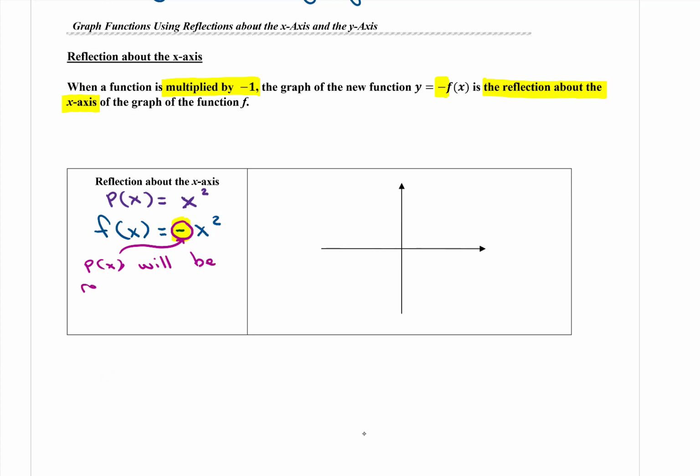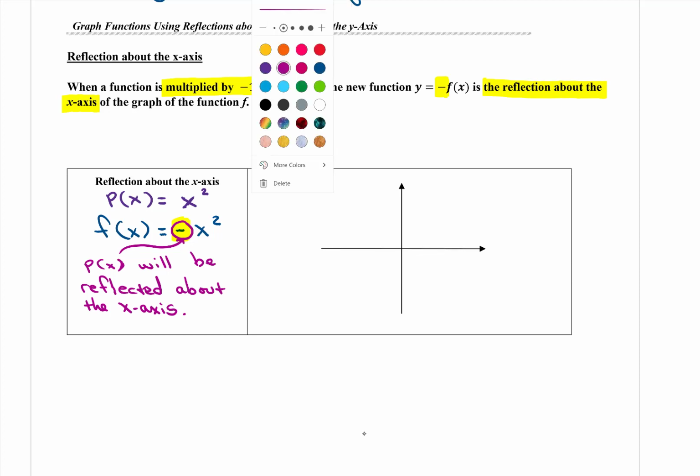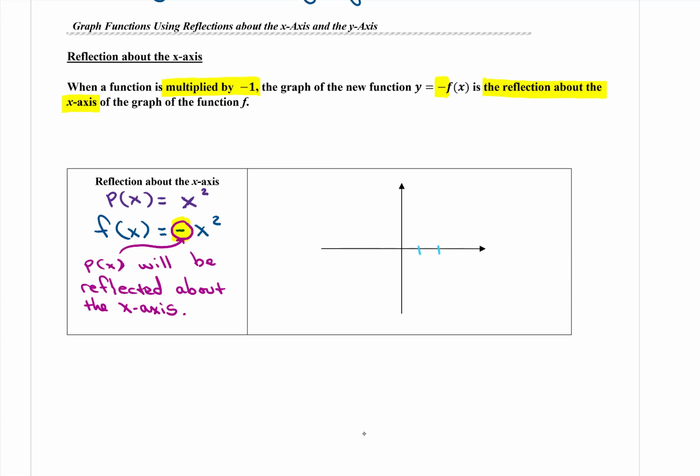So I see there's a negative being multiplied in front of the x squared. Since I have a negative being multiplied to my p of x, the parent function, that means the p of x will be reflected about the x-axis, or across the x-axis. So we're going to graph our parent function in that pretty light blue color, because it's so pretty. I love it.